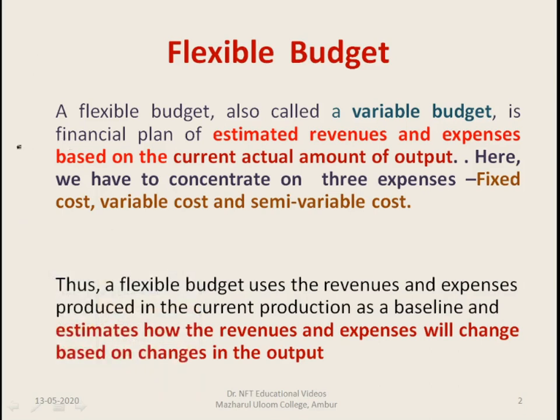Suppose the details relating to 50% level of activity, 50% level of production, are given. Say 50% level of production is 5,000 units. Suppose the details relating to 5,000 units are given, and you are asked to find out the cost for 7,000 units or 10,000 units.